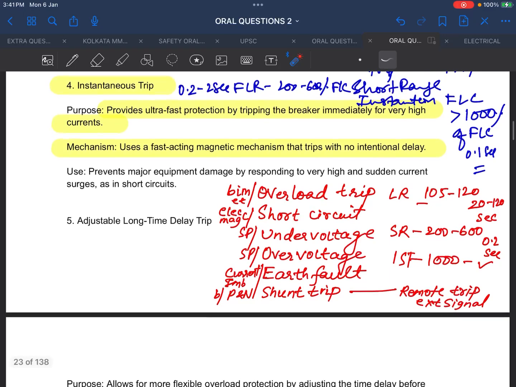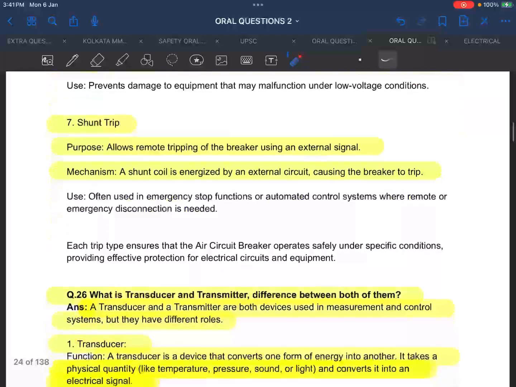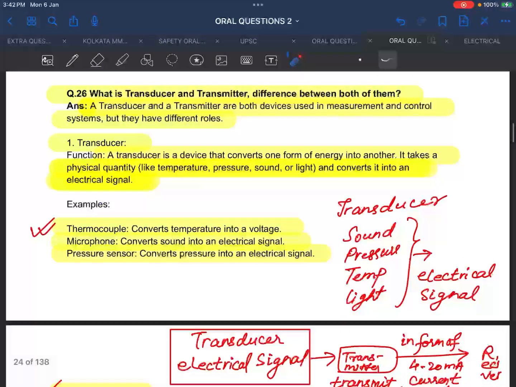So you understand this. I already explained. Now I will go further.